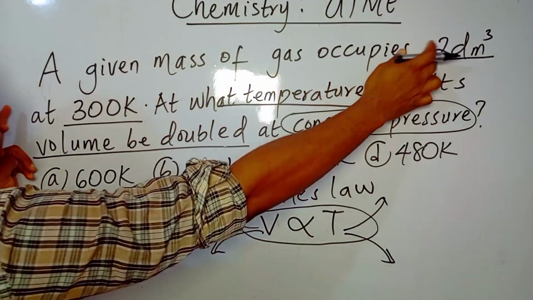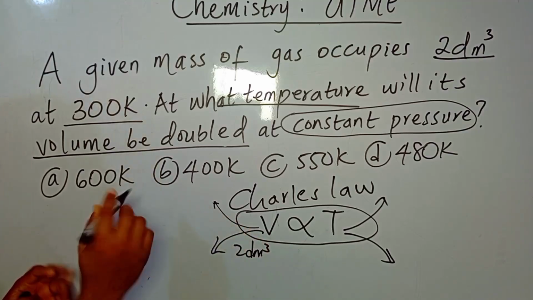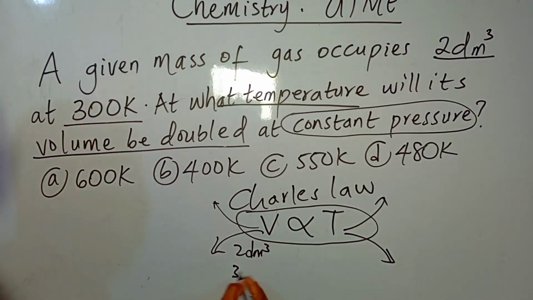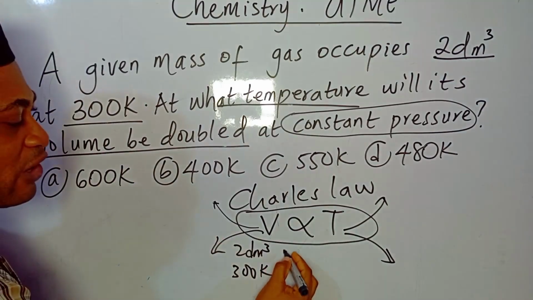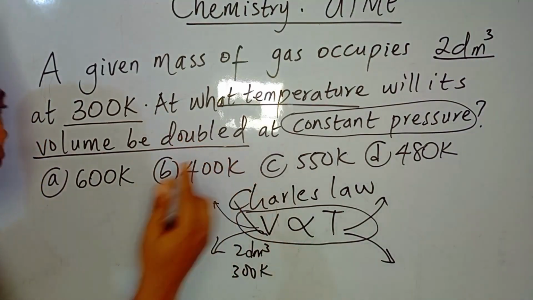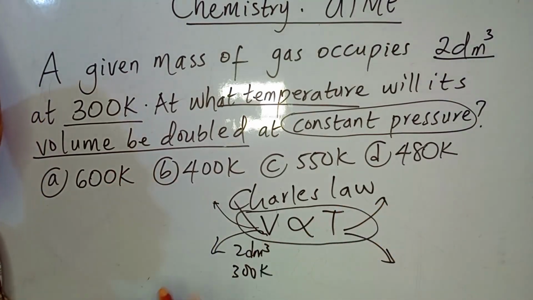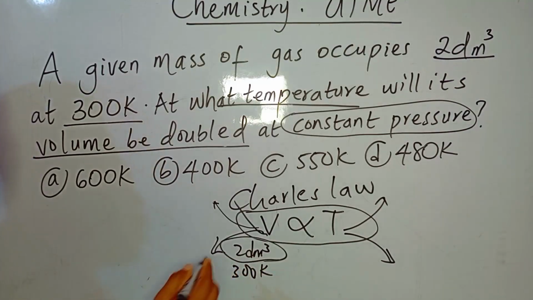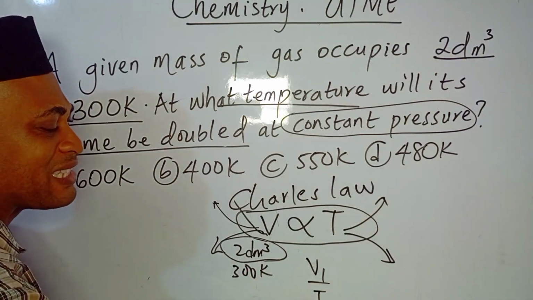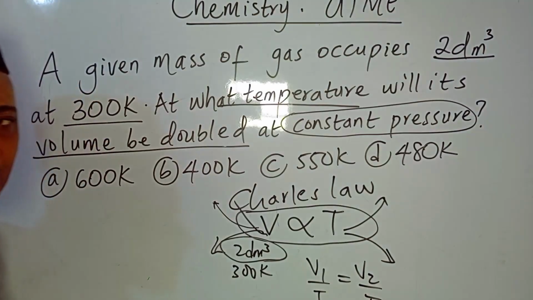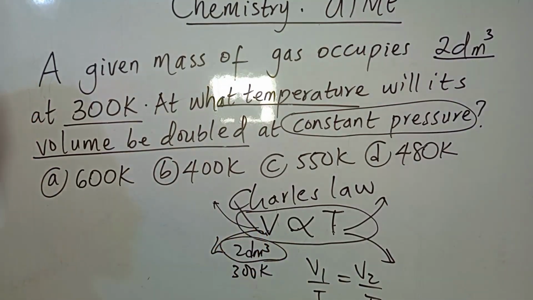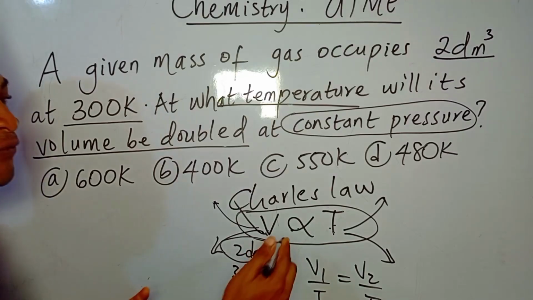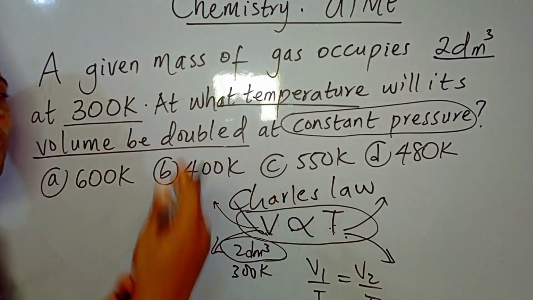So if we're given the first volume 2 dm cubed, okay, and the first temperature at 300 Kelvin, now what temperature would it be if my volume is doubled? If I increase volume, of course, it is expected that the temperature will increase by the same factor. Isn't that true? So I am doubling my volume. So invariably, I don't even need to use V1 over T1. I don't need to do this to waste my time. Since I know that there is a direct relationship between them, if you increase V by a particular factor, T will also increase by that factor. If you decrease V by a particular factor, T will also decrease by that factor.